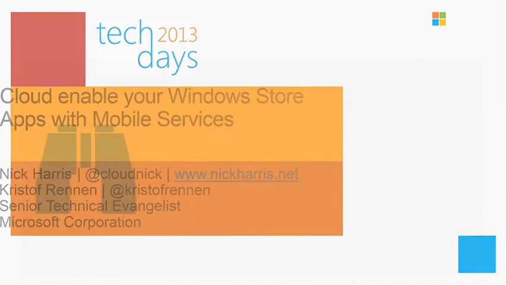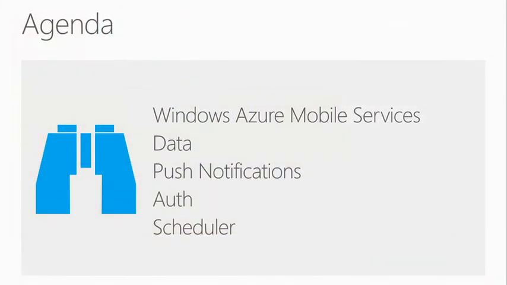So let's get started. We're going to talk about Windows Azure Mobile Services. You've already had a pretty good overview of that, so we won't dwell on the basics. We'll jump into some scenarios here. We'll look at data. We'll look at push notifications from both an insert trigger, but also from a scheduled script. We'll look at how we configured push notifications.